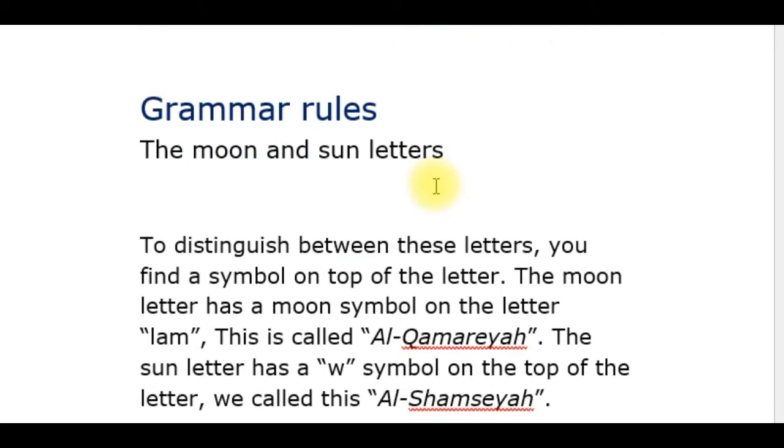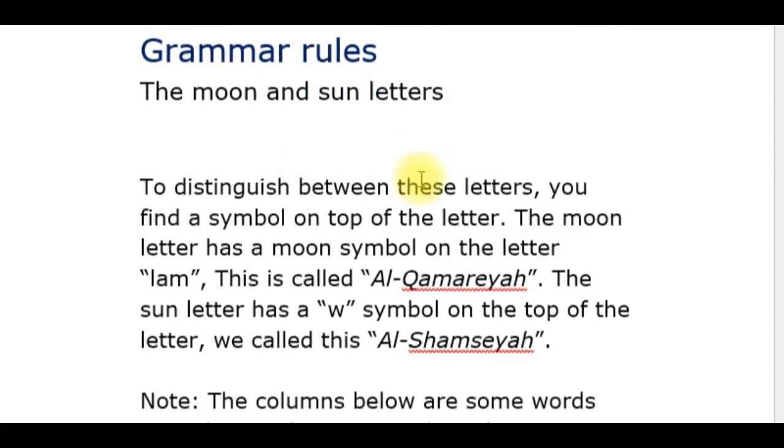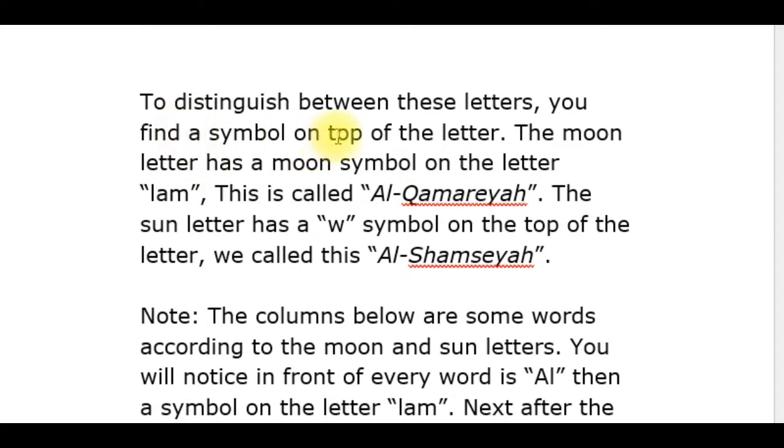Grammar rules. The moon and sun letters. To distinguish between these letters, you find a symbol on top of the letter. The moon letter has a moon symbol on the letter lam. This is called al-Qamariyah. The sun letter has a W symbol on top of the letter. We call this ash-Shamsiyah.